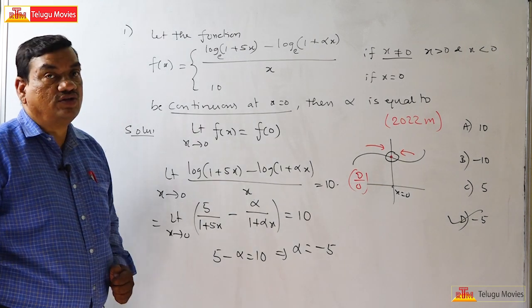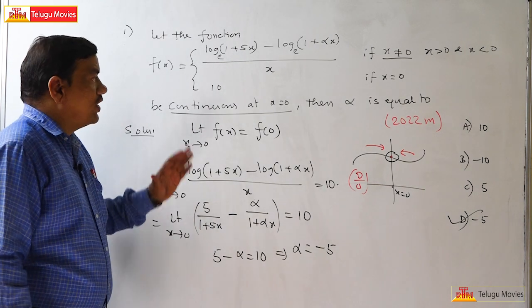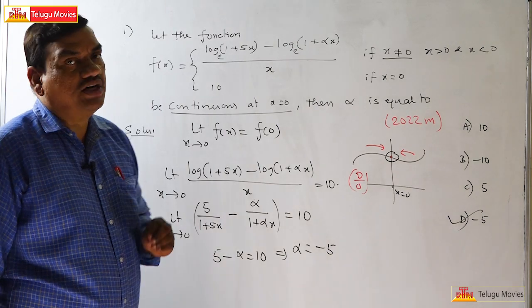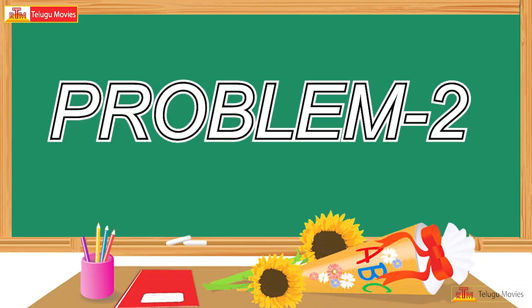That implies alpha is equal to minus 5. Okay, now, I hope that was a very easy problem. So let us move to the next problem.